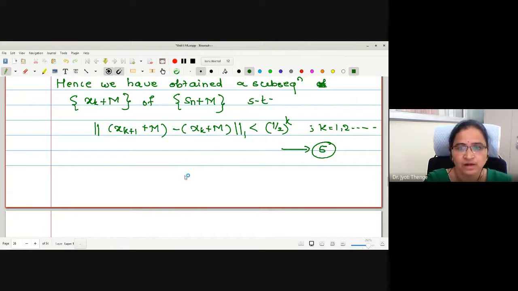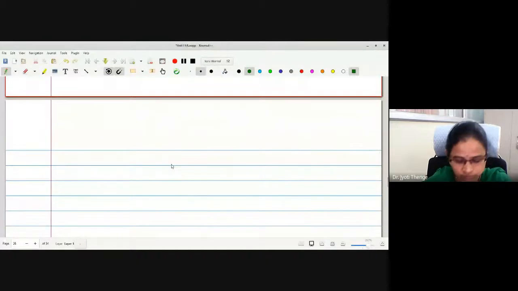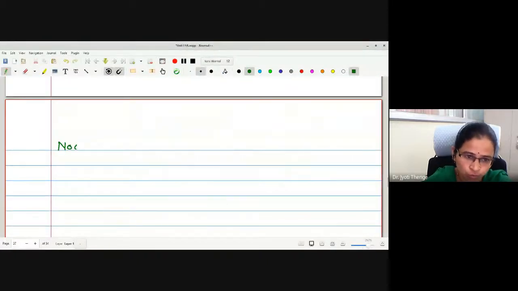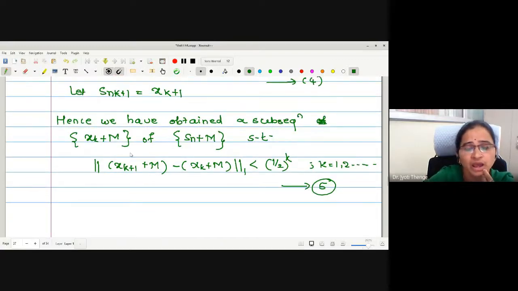We have found a subsequence. Now what is the job? To show that this subsequence is convergent. Now we prove this subsequence converges to an element of X. But though we have found a subsequence, again every element of this sequence is a set.